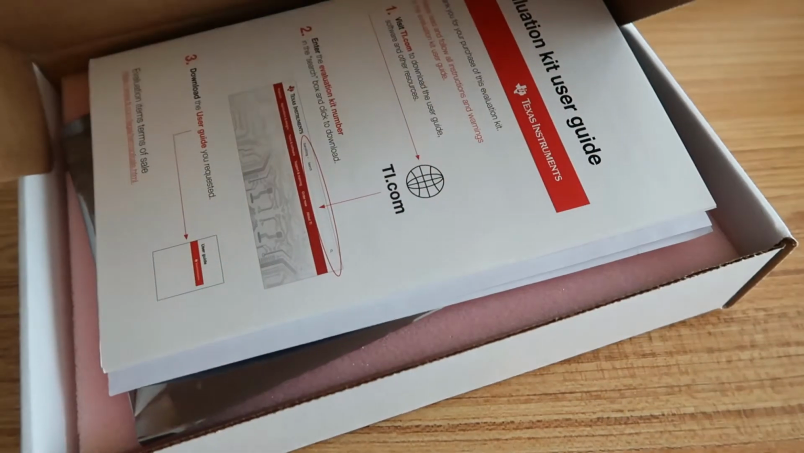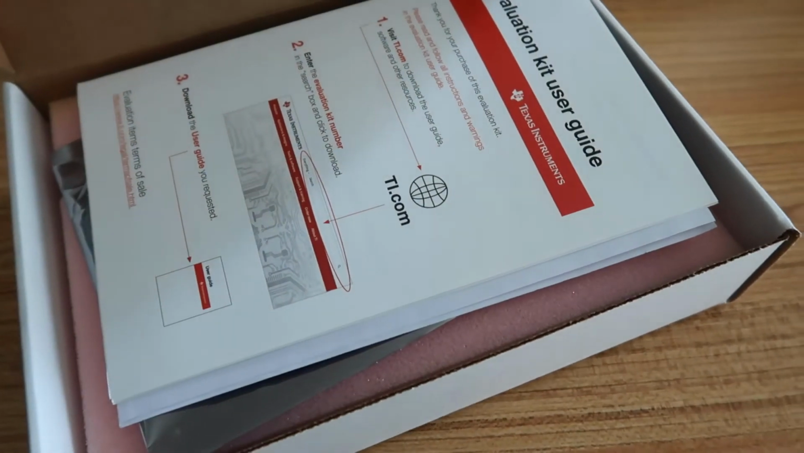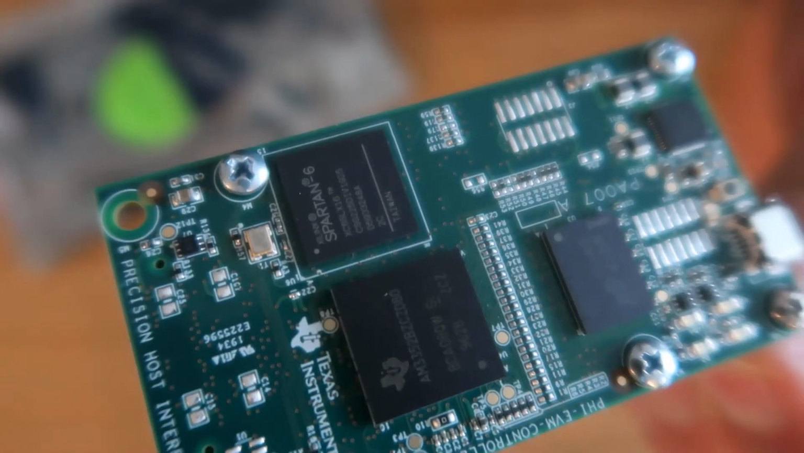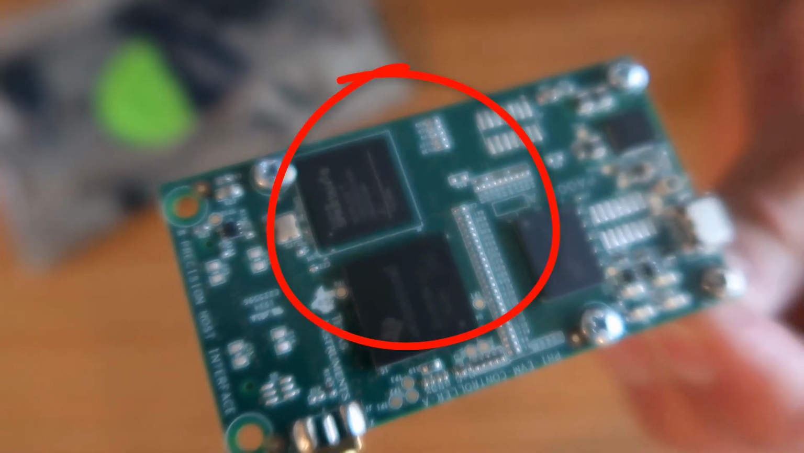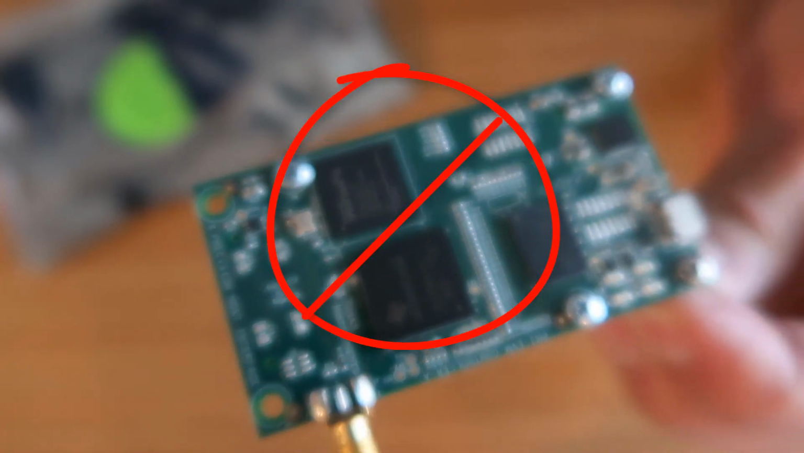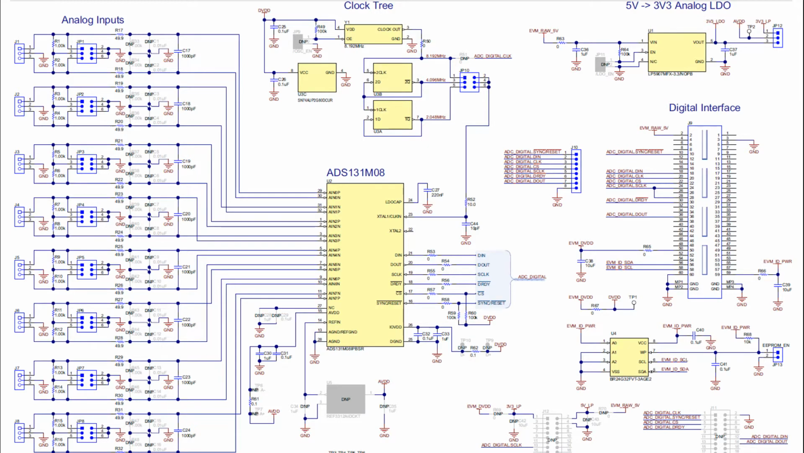I found a TI eval kit with the analog to digital converter I had selected on it. It comes with two boards, an analog board and a digital board. I don't need the digital board. Instead, I'm going to hack the system so I get a fully configured analog board for bringing up my system. That means removing the digital interface.